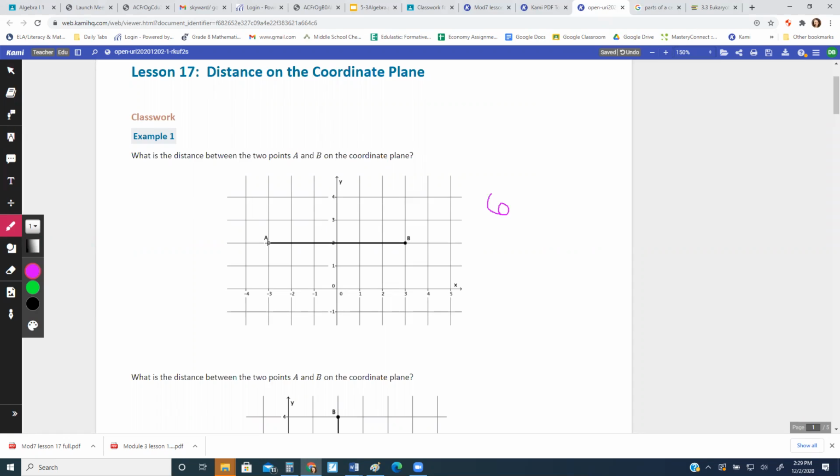Or I can look at this and I can subtract these numbers. I can say, okay, we're going to have 3 minus a -3. So we're going to figure out the distance between these two, and the distance is a difference. 3 minus a -3, I'm taking away -3, which is the same thing as adding 3, which is 6, which gives us the exact same number as if we had counted. Right? So that's a horizontal one.